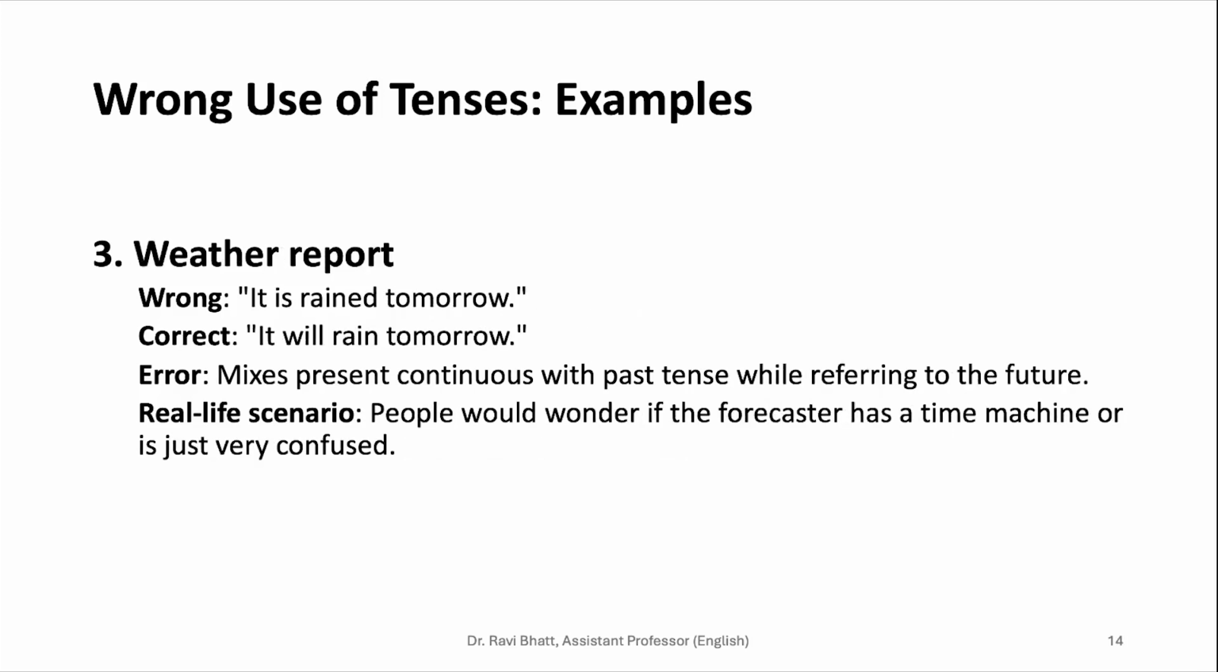All right. Again, the third would be, for example, you're hearing a weather report, and while listening to it, someone says that it is rained tomorrow. Again, you're mixing present continuous with past tense while referring to the future. So again, it will be a jumbled up sentence. In real life, people would wonder if the forecaster has a time machine or is just very confused. All right, correct would be, it will rain tomorrow.